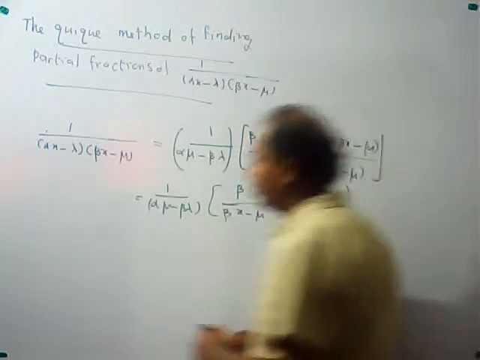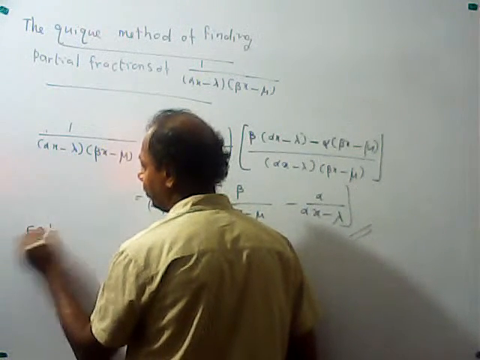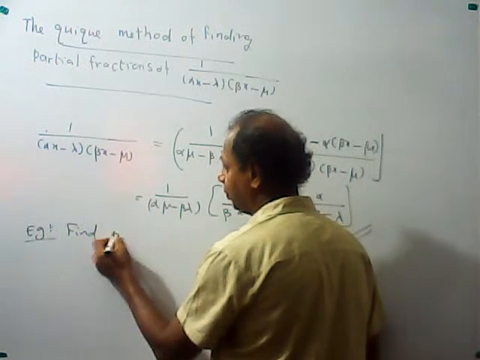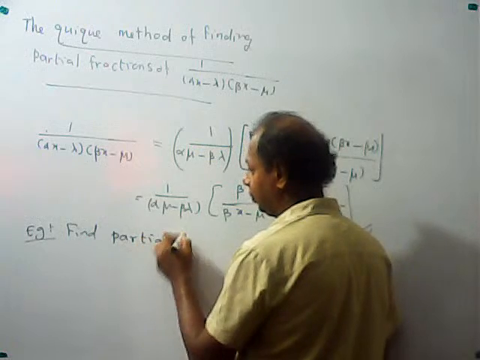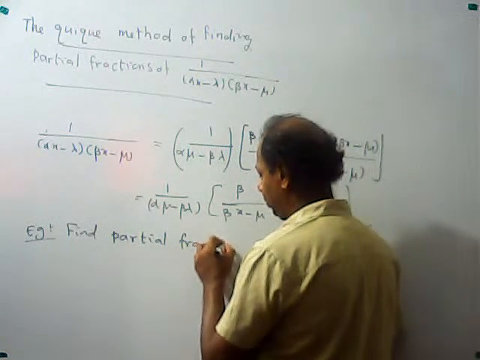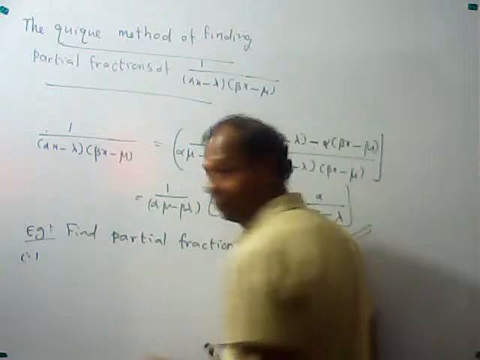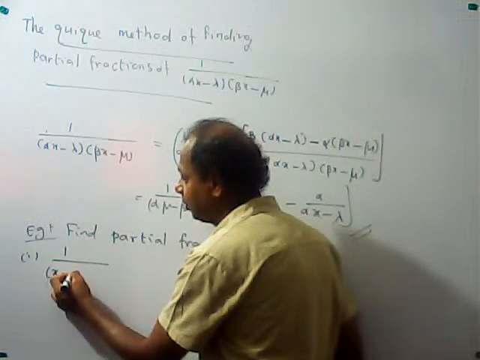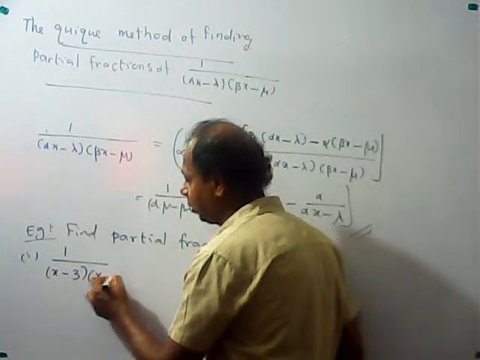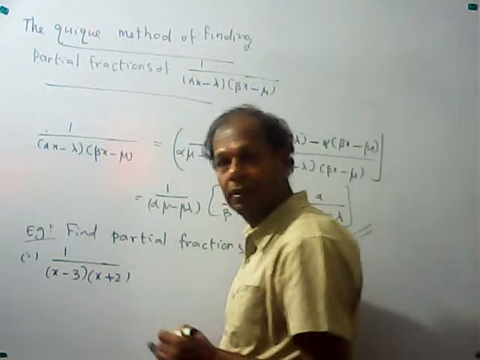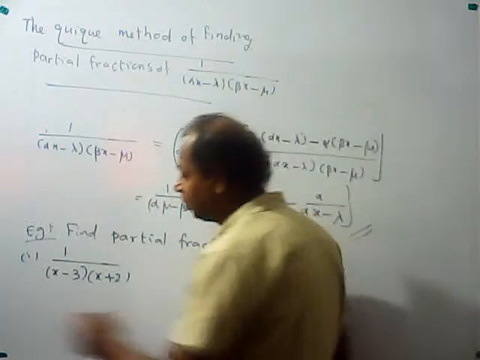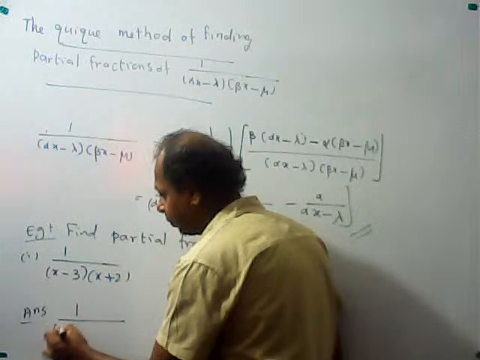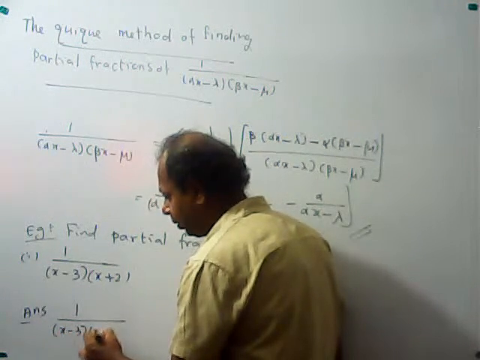I'll show you one or two examples. Find partial fractions. Number 1, an easy question: 1 over (x minus 3)(x plus 2). See how quickly this can be done. Answer: 1 over (x minus 3)(x plus 2).